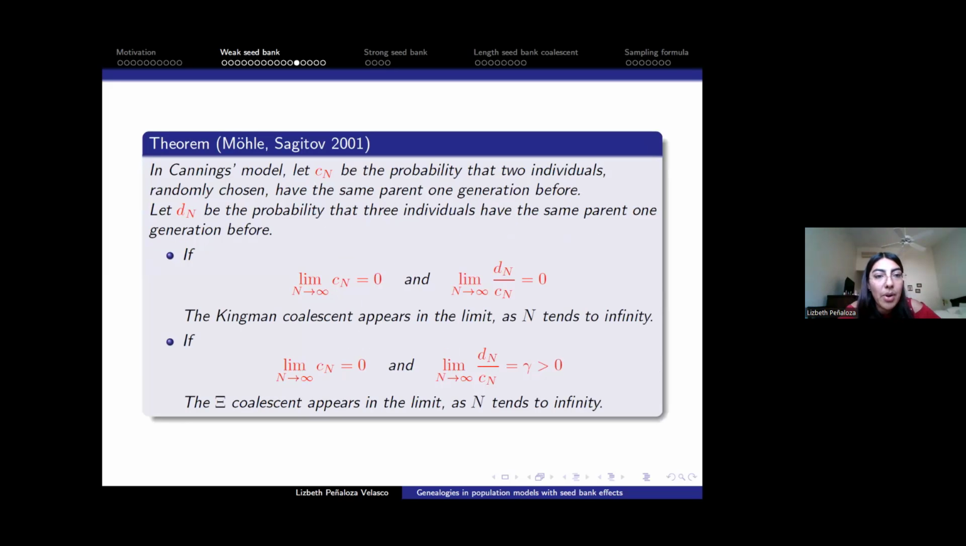Then Möhle and Sagitov have this theorem that says that in the Cannings model, if Cn is the probability that 2 individuals have the same parent 1 generation before, and Dn is the probability that 3 individuals have the same parent 1 generation before, if Cn converges to 0 and Dn over Cn converges to 0, we have a Kingman coalescent in the limit. And if Cn converges to 0 and Dn over Cn converges to something that is different from 0, the Λ-coalescent appears. So in our case, we have a similar result.